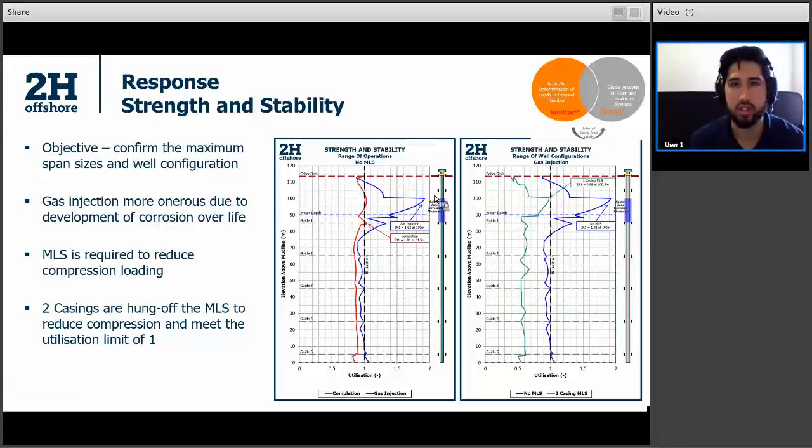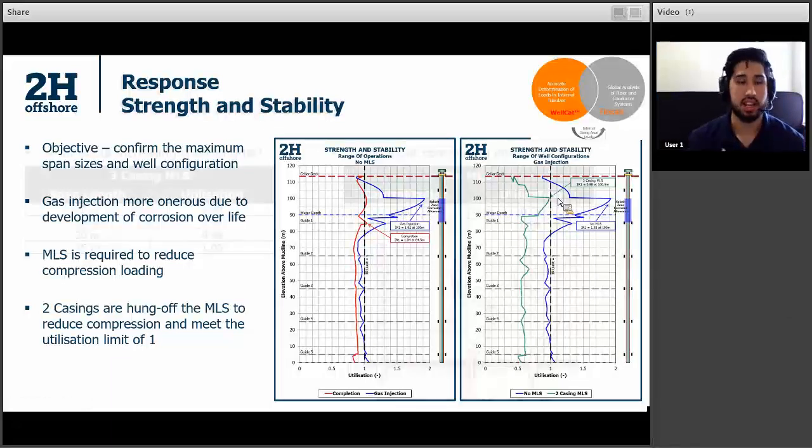So with these results, we need to really consider an MLS to reduce the compressive loading on the conductor. The next graph along here, the second one, is showing the difference between having no MLS and having two casings hung off the MLS. And we can see here for that same gas injection case, we can get our utilization below 1. So that meets the target that we're looking for.